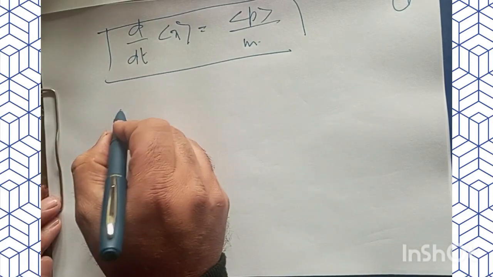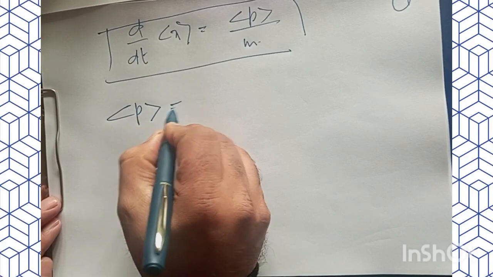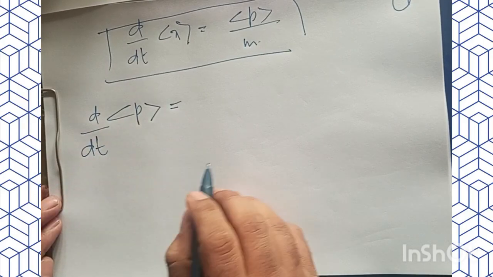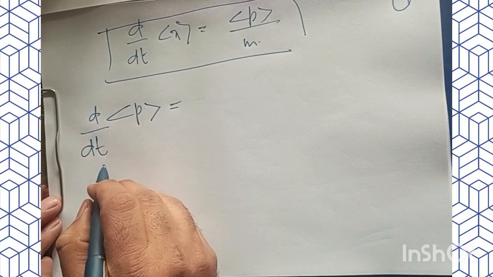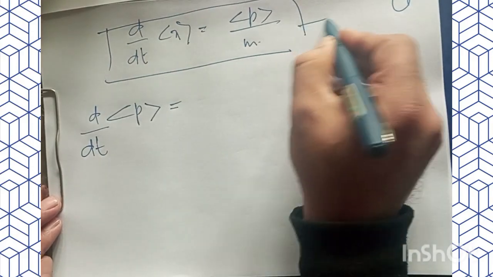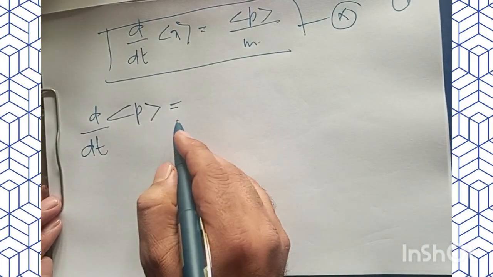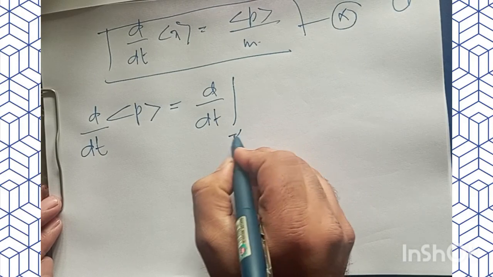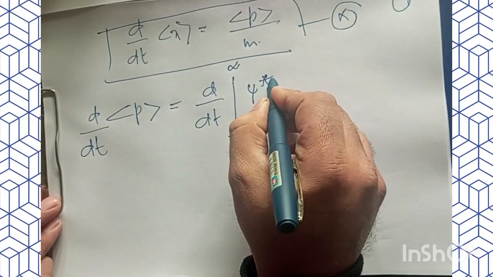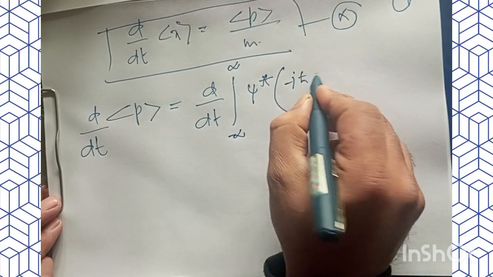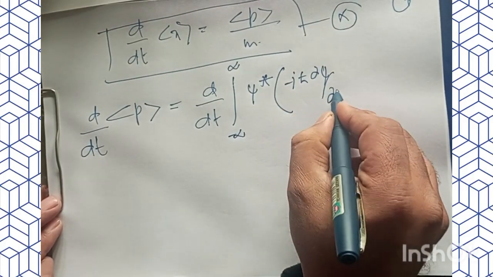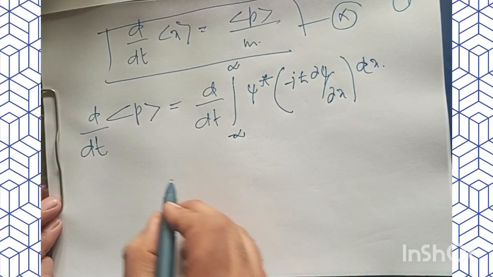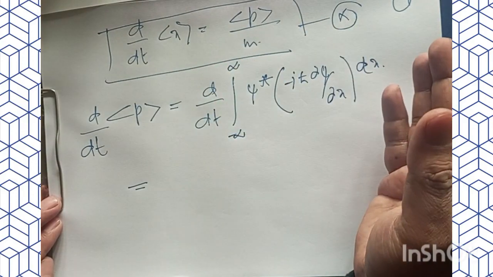Now, if I go with the expectation value of momentum, I would like to change it because my intention is to have Newton's second law of motion. So I would like to have the derivative of the expectation value of momentum. And what will that be? That will be d by dt of integral from minus infinity to infinity psi star, minus i h cross dou psi by dou x, and then I will have dx here. This will be the case, and I will differentiate it with respect to time.